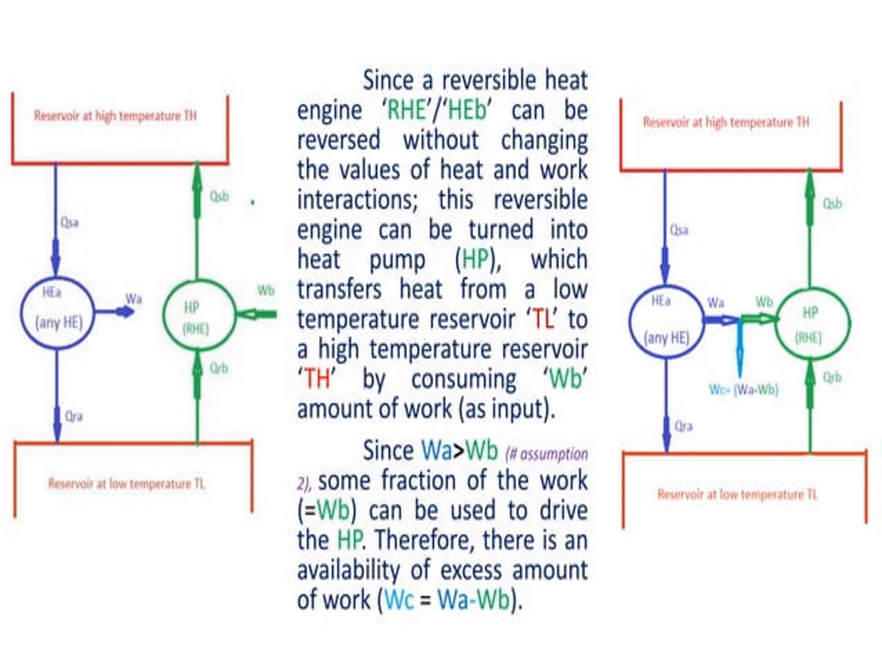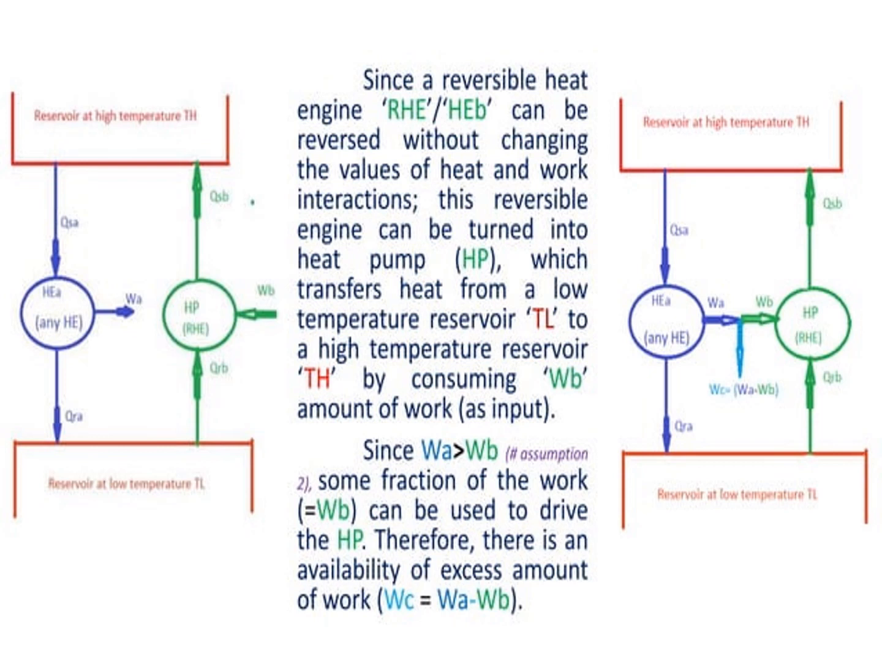Since we know that WA is greater than WB, if we assume some fraction of the work is used to drive the heat pump, therefore there is an availability of excess work. So we will see that WC is equal to WA minus WB.